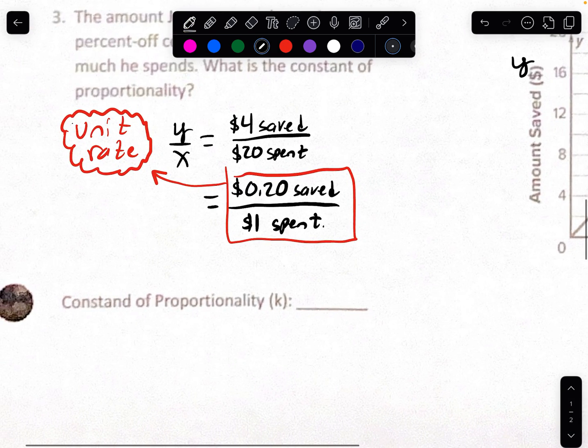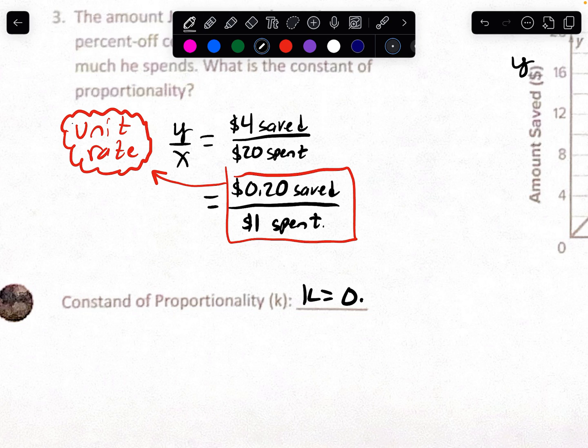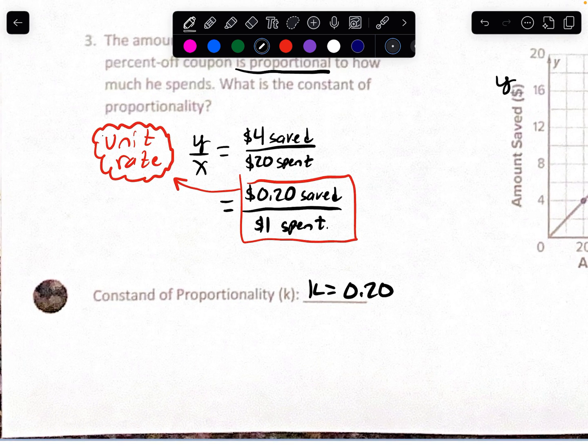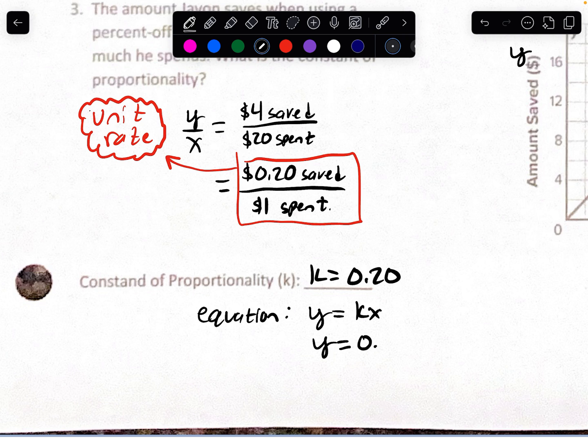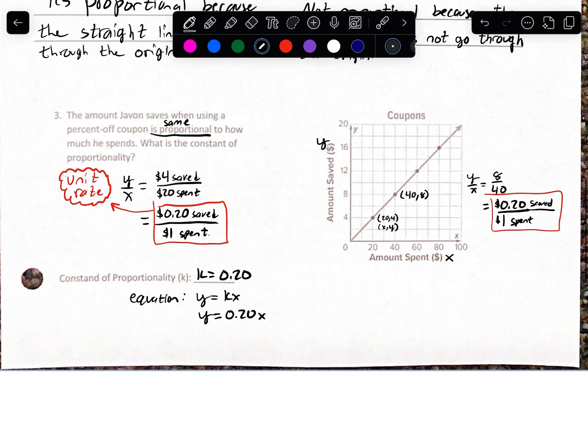So what is my K value? Here, let me write this neater. My K value should be 0.20. Just for extra practice, if I were to write this as an equation, even though it didn't ask for it, the equation would be y equals kx. We just replace k with 0.20, so y equals 0.20x, if they were to ask for the equation. But in this case, they didn't. All right, and that's it.